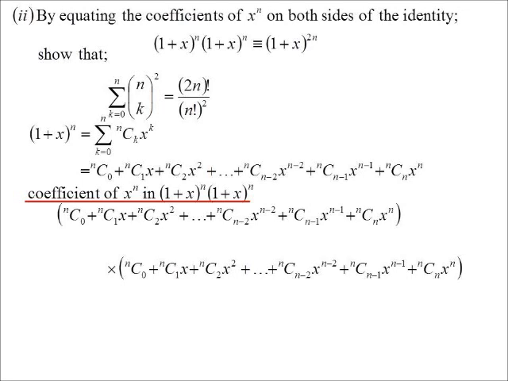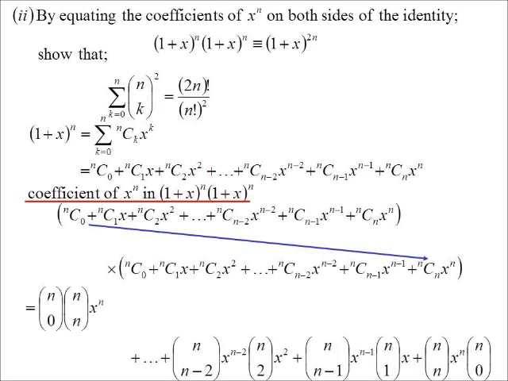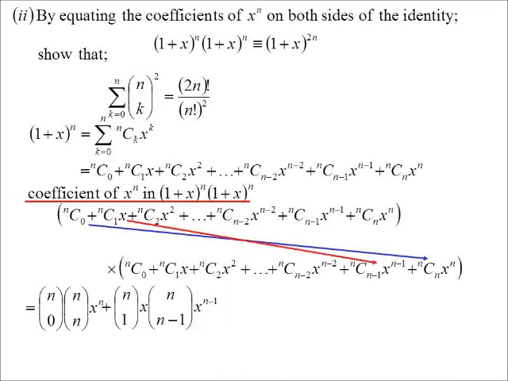Which combinations would create x to the power of n? So nC0 would have to be multiplied by the nCn x to the power of n in the other one. So I've got nC0 times nCn x to the power of n. The nC1 x would have to be multiplied by the nC(n minus 1) x to the n minus 1. So I get nC1 x times nC(n minus 1) x to the power of n minus 1.